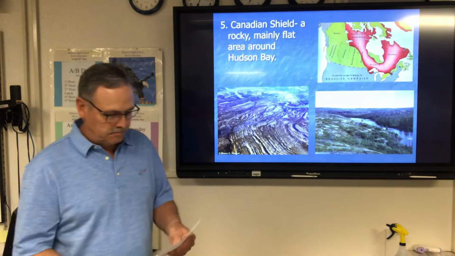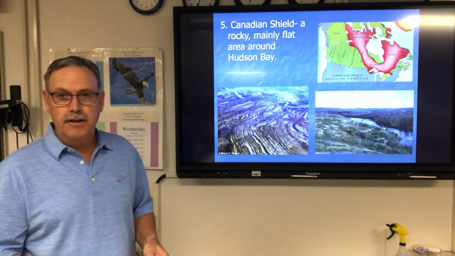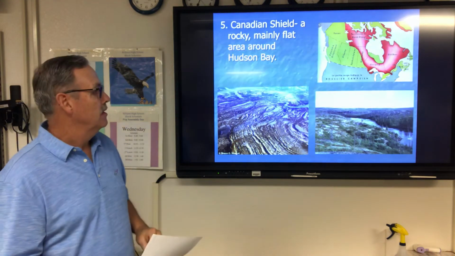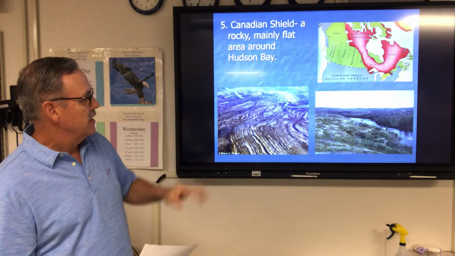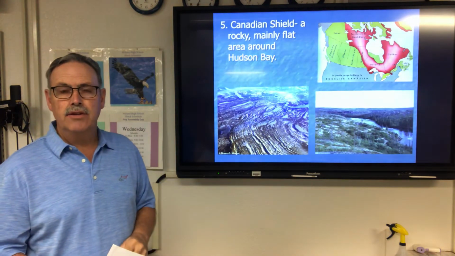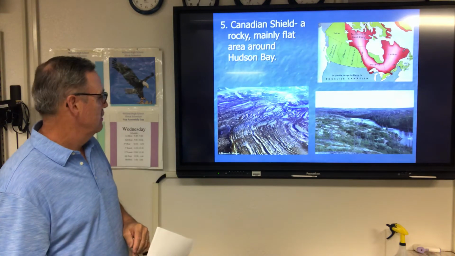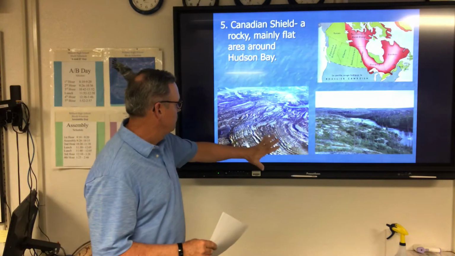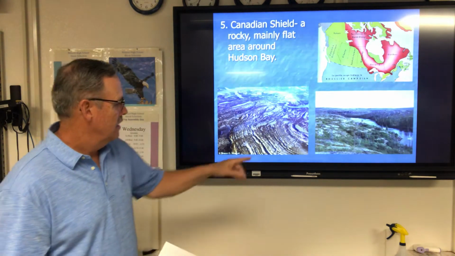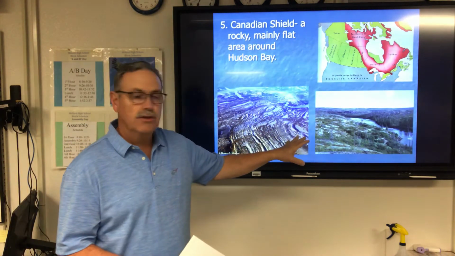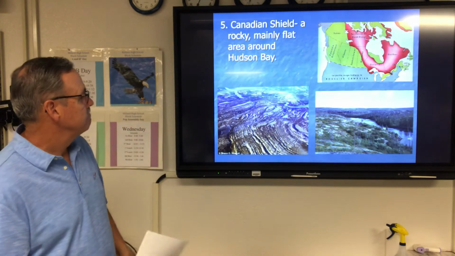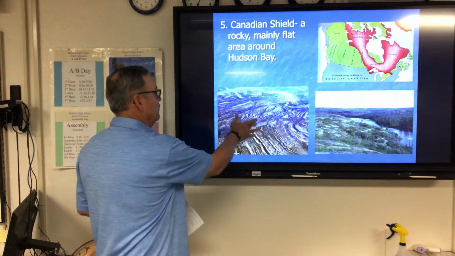Canadian Shield, a rocky, mainly flat area that surrounds Hudson Bay. You can see it with the red area on the map. That is the area that is called the Canadian Shield. Just a little teeny bit extends into the United States. The majority is in Canada. A lot of just hard, rocky areas that stretch for miles and miles. There are some areas where there's some vegetation growing, but you can see the rocks showing through there. So a major physical feature.